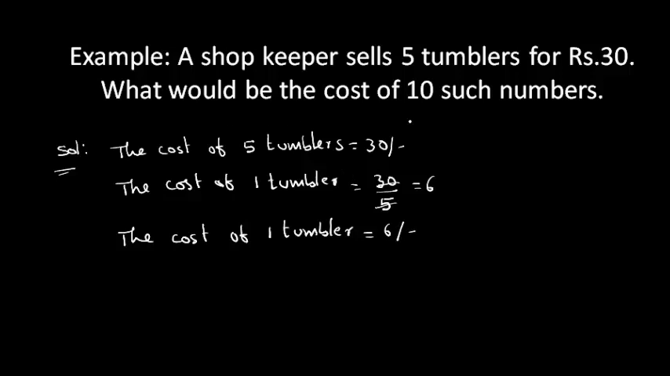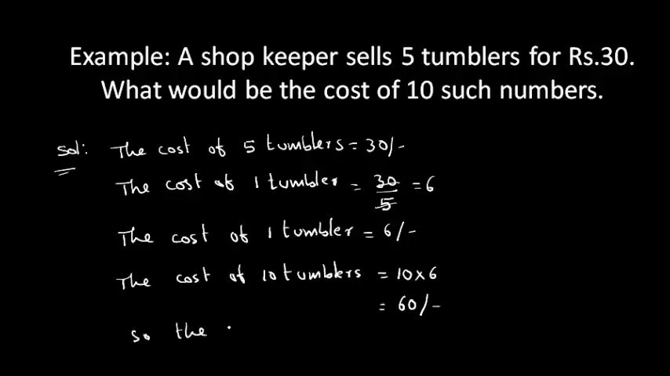What would be the cost of 10 such tumblers? So the cost of 10 tumblers equals 10 into the cost of 1 tumbler, 6 rupees. So 10 into 6, 10 sixes are 60 rupees. So the cost of 10 tumblers equals 60 rupees.